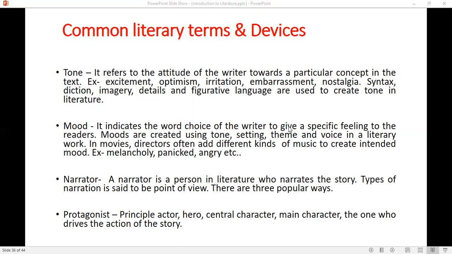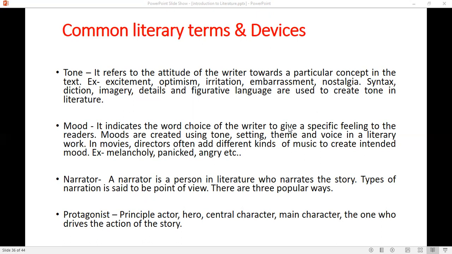Mood indicates the word choice of the writer to give a specific feeling to the readers. Moods are created using tone, setting, theme, and voice in a literary work. In movies, directors often add different kinds of music to create intended mood. Examples include melancholy, panicked, angry, etc.